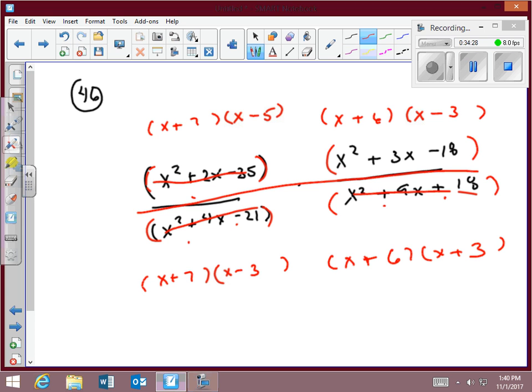Now we look for common factors. x plus 7, x minus 5, x plus 6, x minus 3. Notice what we have left is an x minus 5 in the numerator over x plus 3. Now, I don't have to bracket those because that line is acting as the bracket.